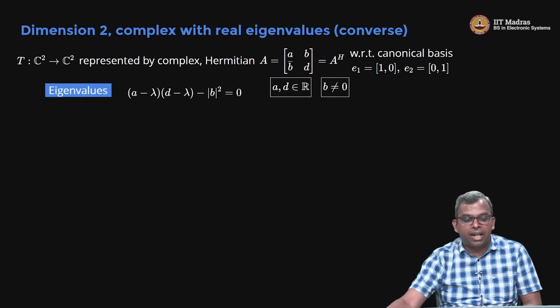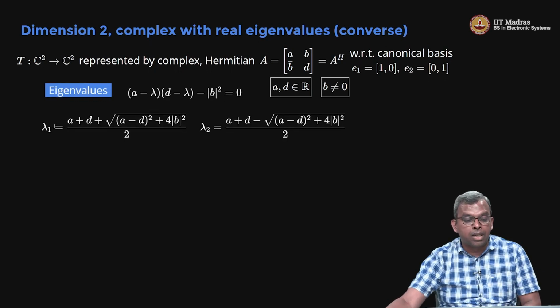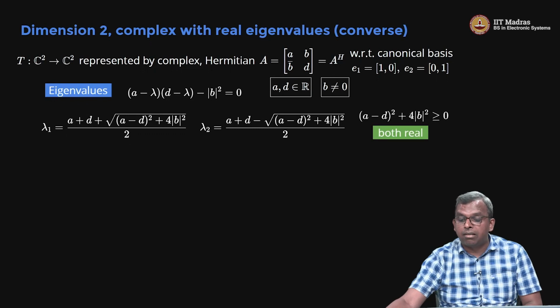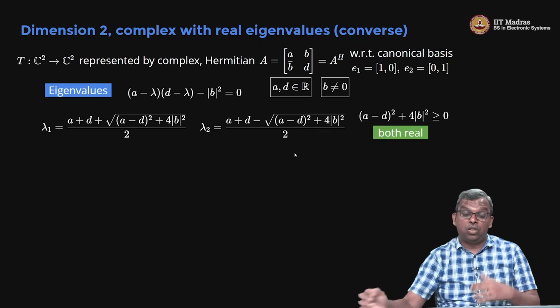It's the same formula, right? But notice what happens here, you get A minus lambda, D minus lambda, minus mod B squared. So this makes all the difference. The eigenvalues actually become real. If you note it down, you'll see that what's inside the square root is the sum of two squares, so that's non-negative. So you get real eigenvalues. That's pretty promising.